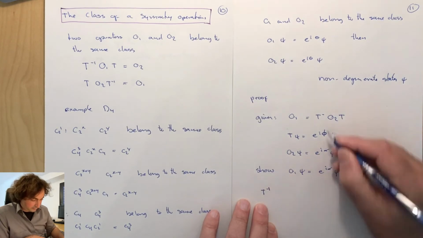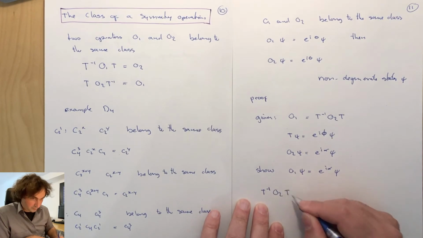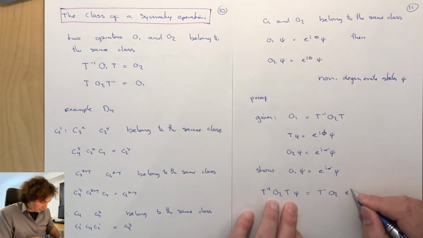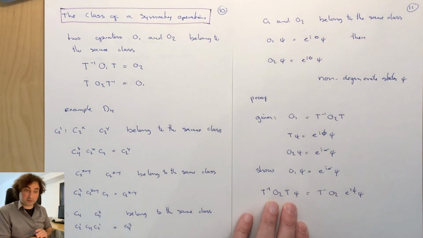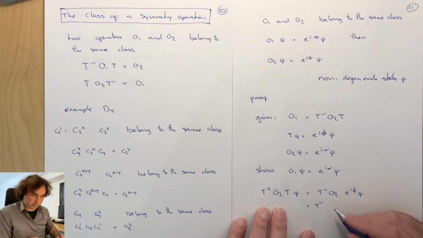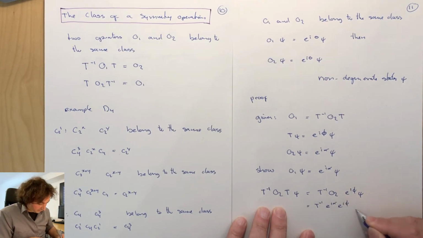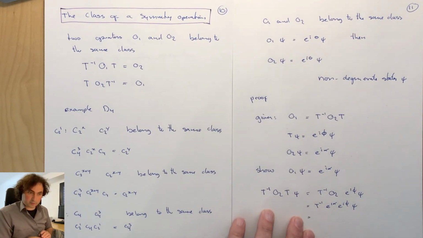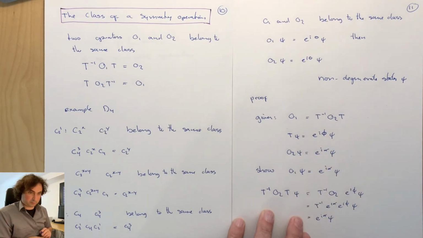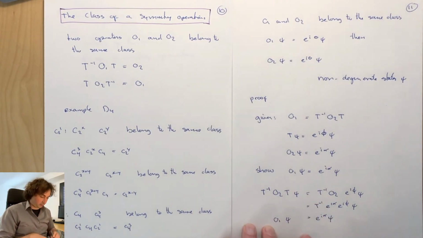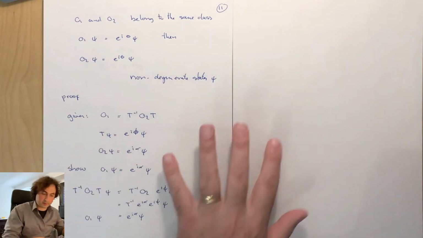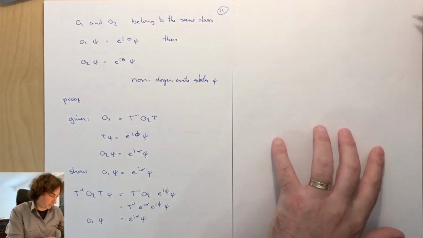So if we look at T minus 1 O2 T psi, then this is T minus 1 O2 e to the i phi psi, because that's the phase that you pick up with T. Then this is equal to T minus 1 O2 acting on that wave function, e to the i alpha e to the i phi psi. And this is the inverse of that operator, so that picks up the inverse phase, and we're back to e to the i alpha psi. And that is exactly what we wanted to show, because this is equal to O1 psi, the same phase times that wave function. So two operators that belong to the same class give you the same phase for non-degenerate eigenstates.